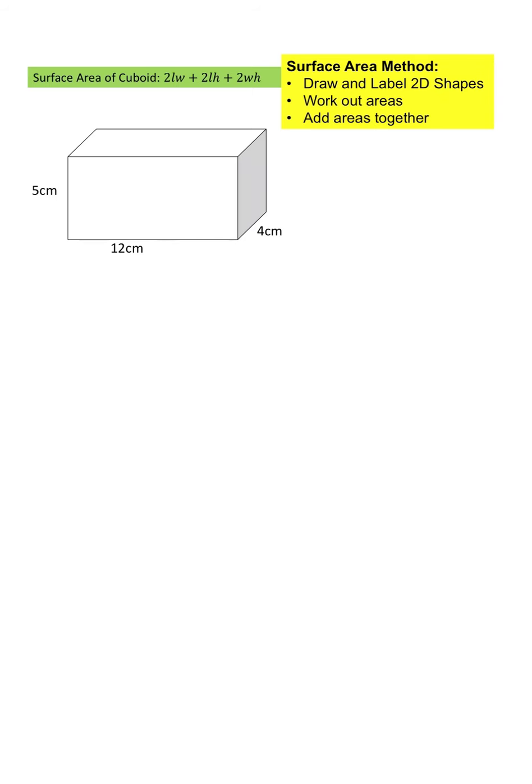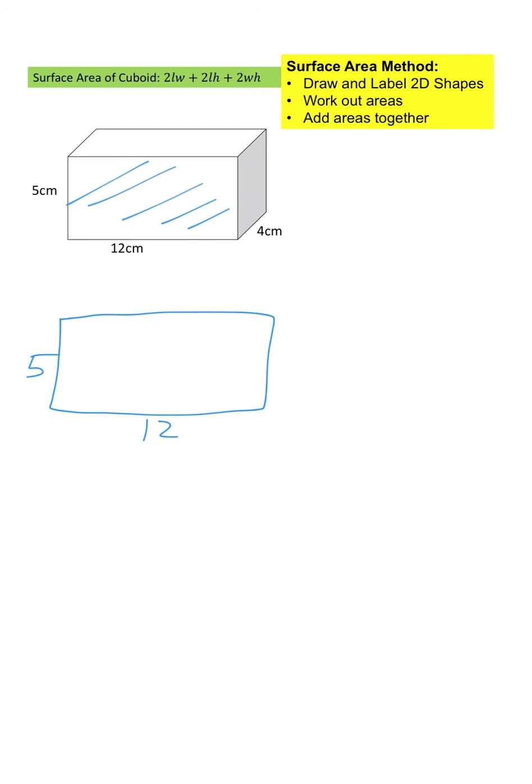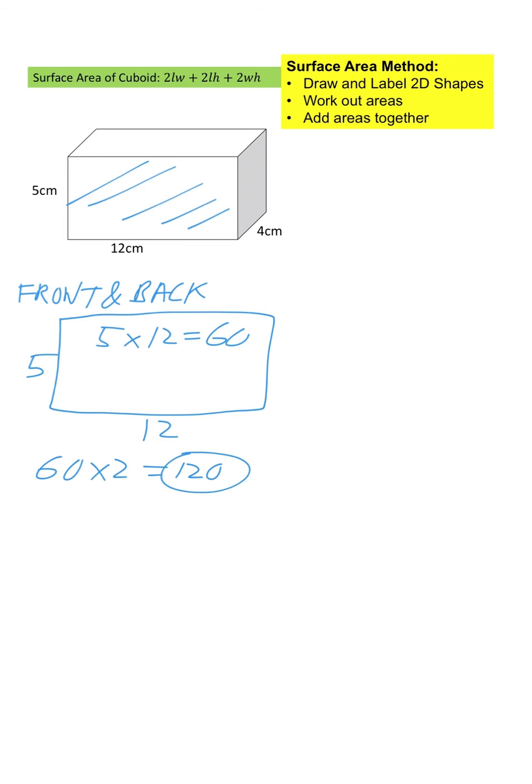So first of all, I'm going to draw out the front of it here. So you have 12 and 5. And this is the front and the back. So to find the area of this, let's just do 5 by 12, which is 60. And then I'm going to do 60 times 2, which is 120. Notice the times by 2 because the front and the back have the exact same areas, as they are identical rectangles.